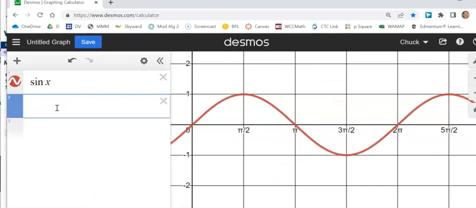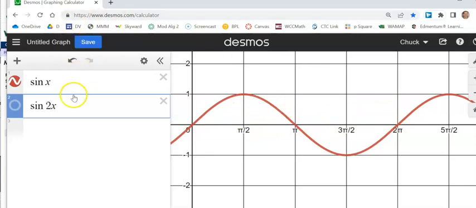If I were to graph sine of 2x, there's my sine x, I'm going to pause it. Sine of 2x. Think for a sec, what's that going to look like? Notice it's not x plus 2, it's times 2x. So it's going to do one of two things. It's going to compress it in and out, or it's going to stretch it out.